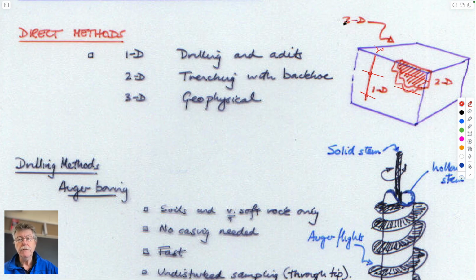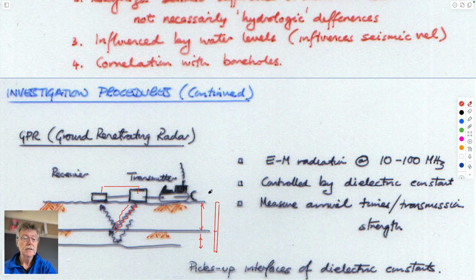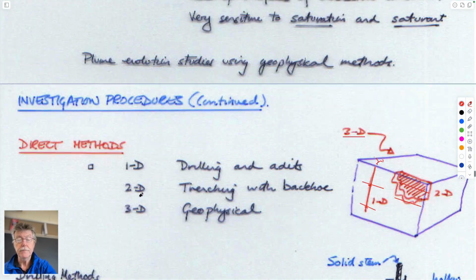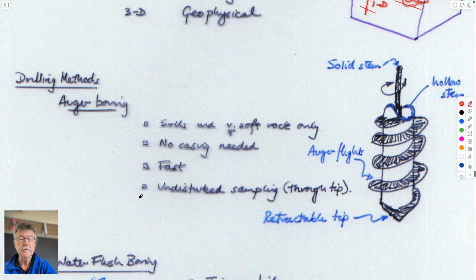And so the way that you get information about the 3D distribution of these interfaces, if you like, would be by geophysics that we just talked about. Very quick to take a GPR machine over the surface of a field backwards and forwards and get a full 3D picture of it, and likewise for seismic as well. So those are the essence of the methods.